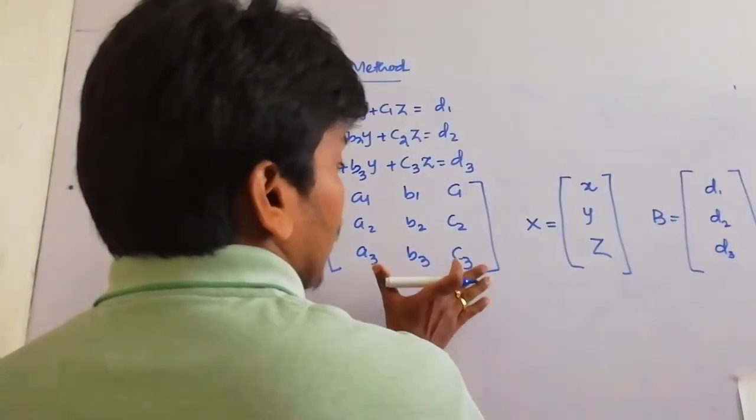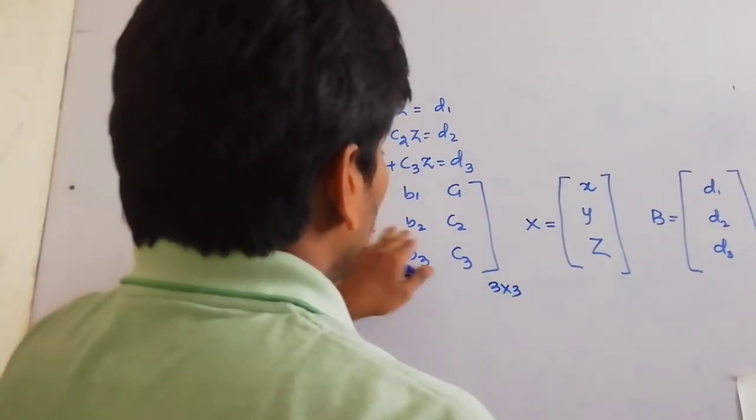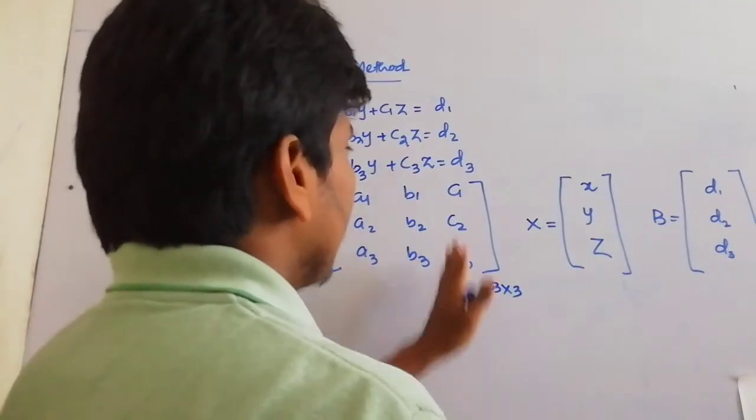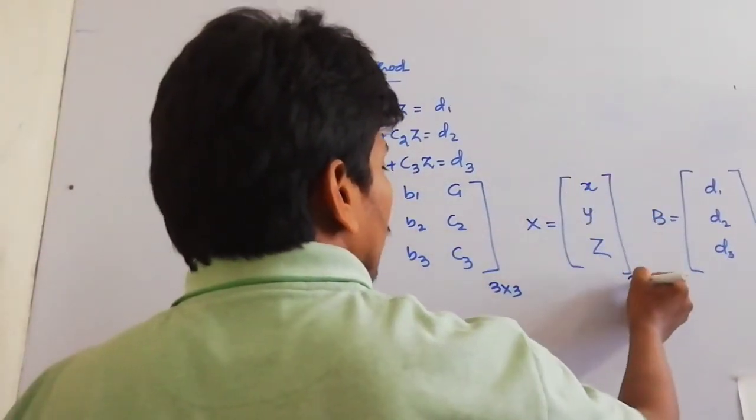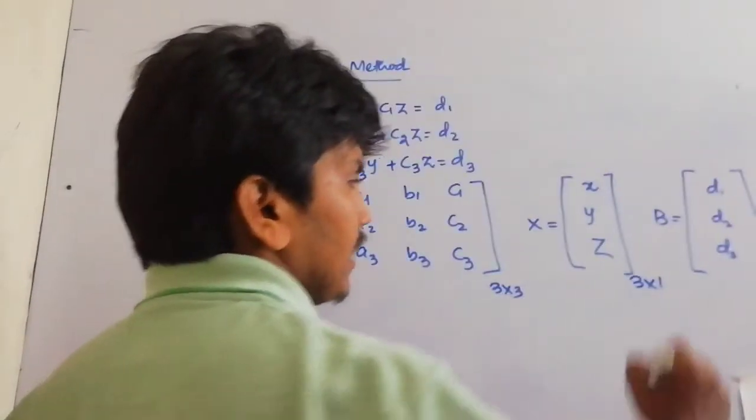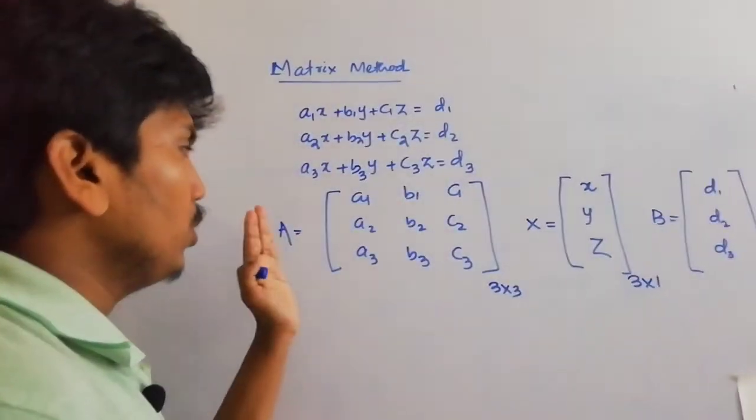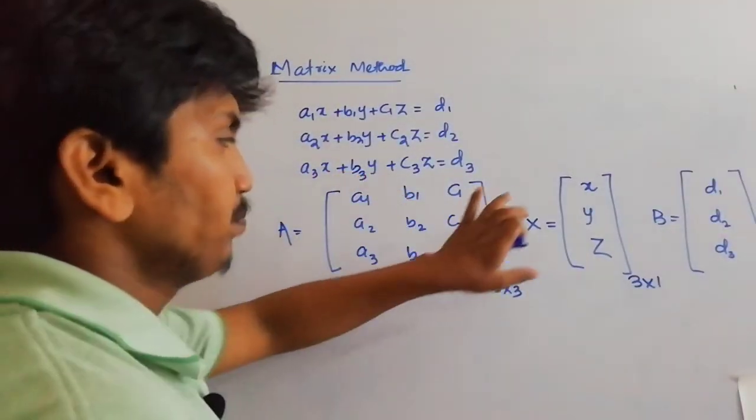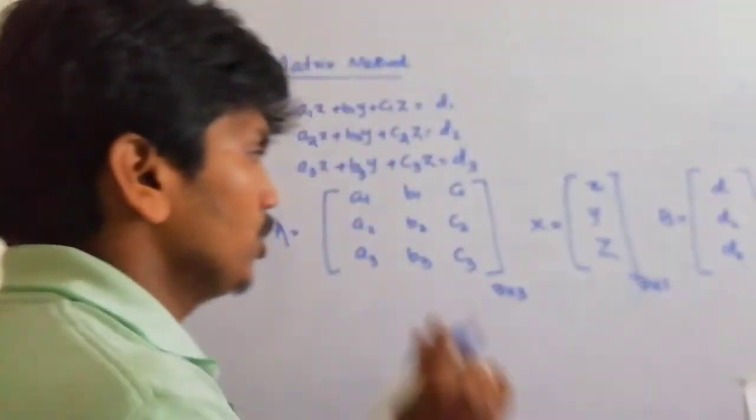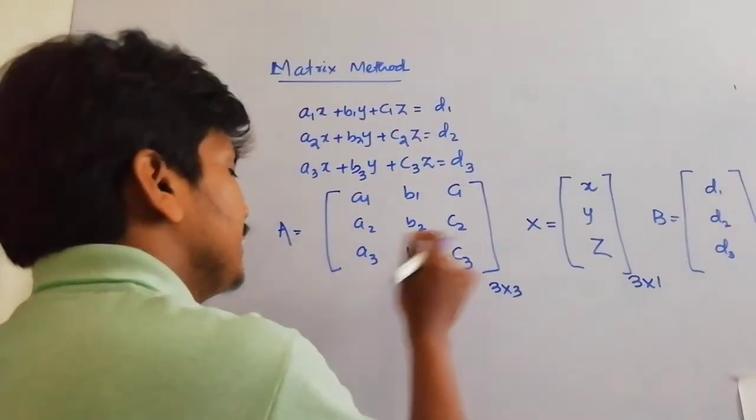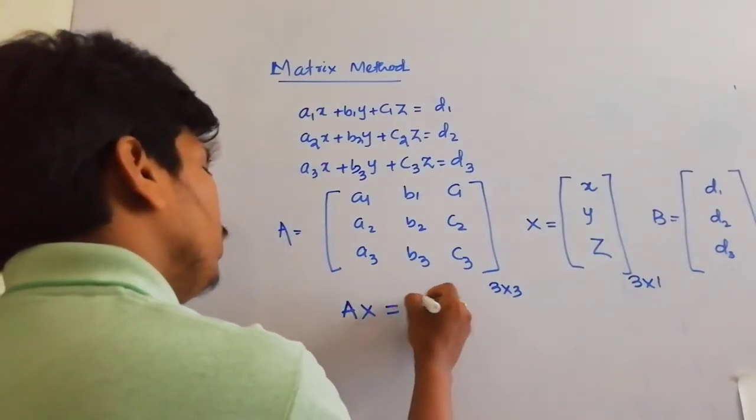And this matrix A has order 3 cross 3 because it has 3 rows and 3 columns. Like that, X has 3 rows, number 1, number 2, number 3, and a single column. Like that, B is also 3 rows and a single column. So this is the coefficient matrix, this is the unknown matrix, and this is the constant matrix. So from looking, this is the equation AX is equal to B.